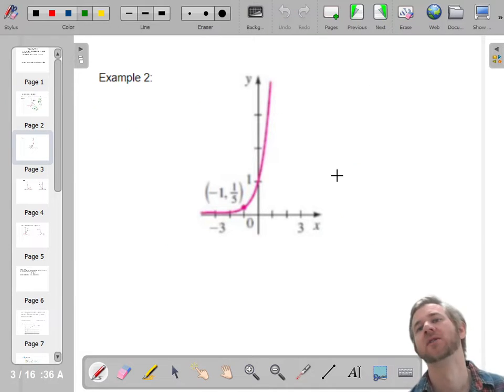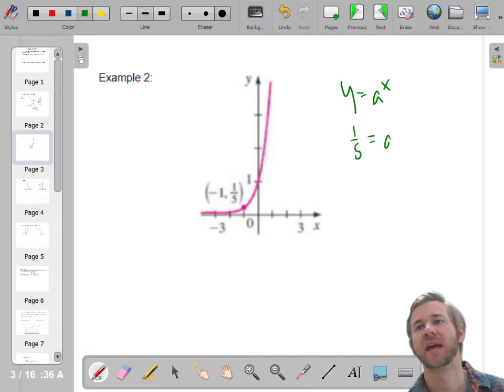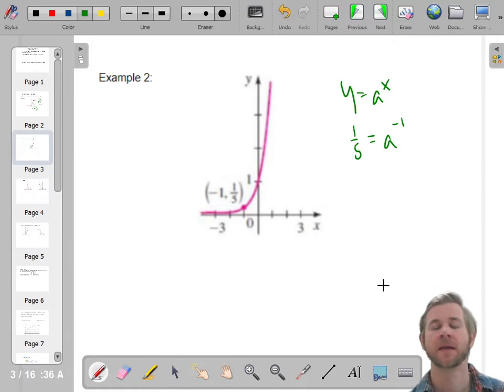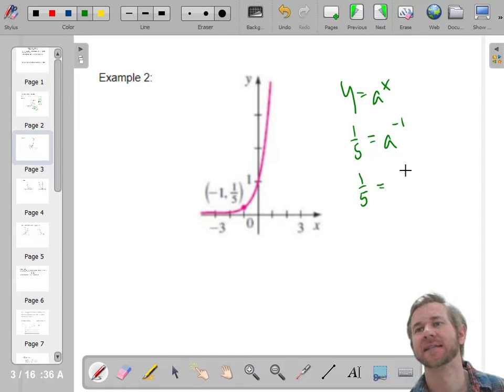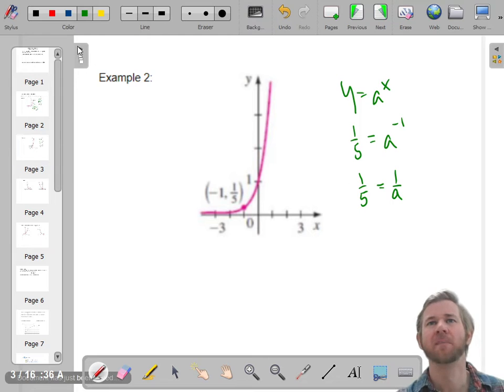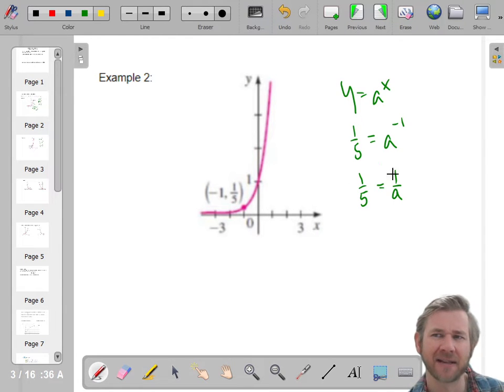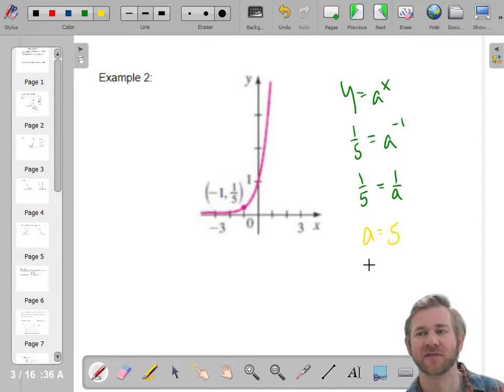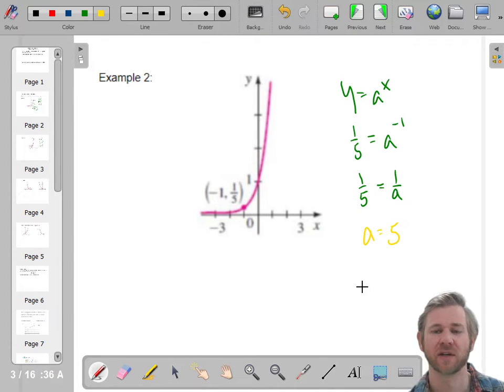Let's do another one. We know it's y equals a to the x, so I'll plug in my y value, which is 1/5, and a to the negative first. Now, there's a couple ways you can do this. One of them is to just realize that a to the negative first is 1 over a. That's what that means. And now you could cross multiply and solve, but I want you to be able to look at it and realize that if you have these two things in the denominator, that must mean that a has to be 5.